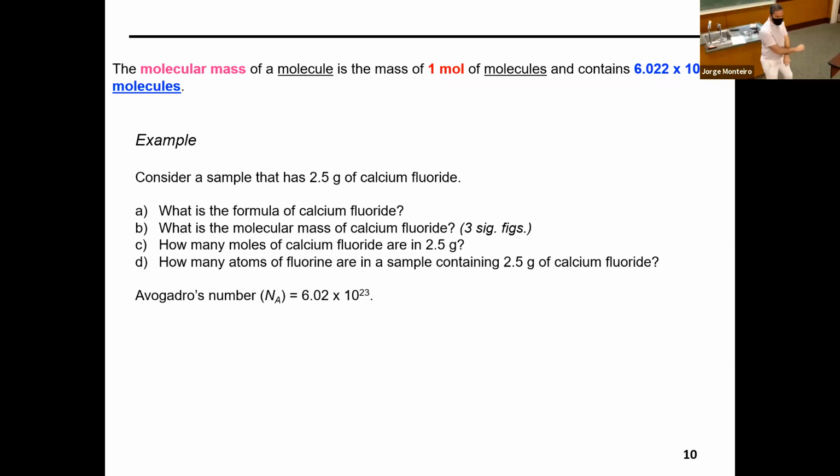So stoichiometry is a subject that requires a lot of training. So we will do some exercise in the discussion today and also in the homework.